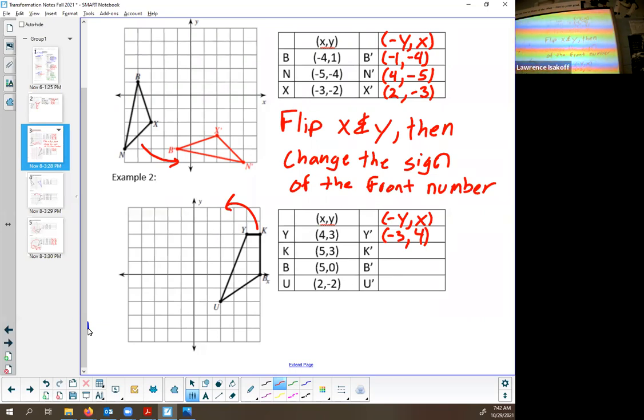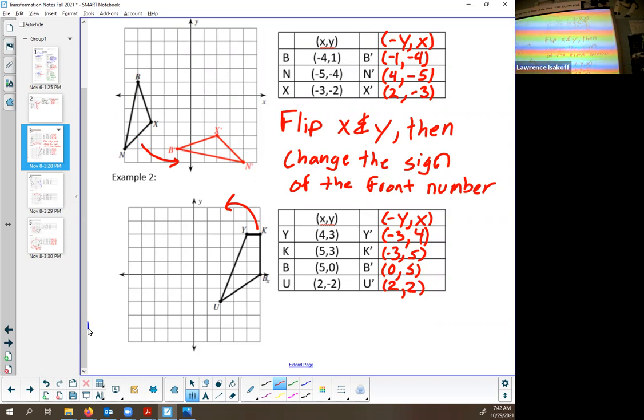So then the next one would be -3, 5. Next one, -0. Well, we really don't have to write a negative from 0, so that's 0, 5. And that's +2, +2, actually. Because remember when we flip, the -2 now goes in front. The negative in front changes to a positive, the positive in the back stays positive.